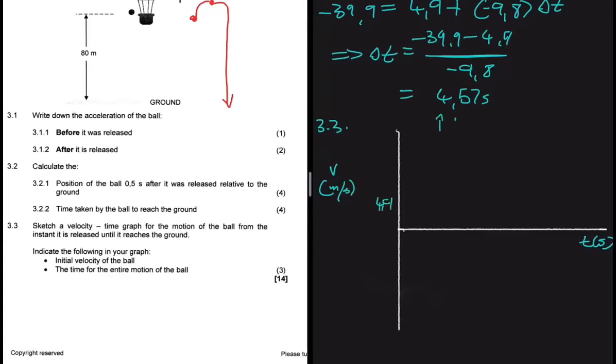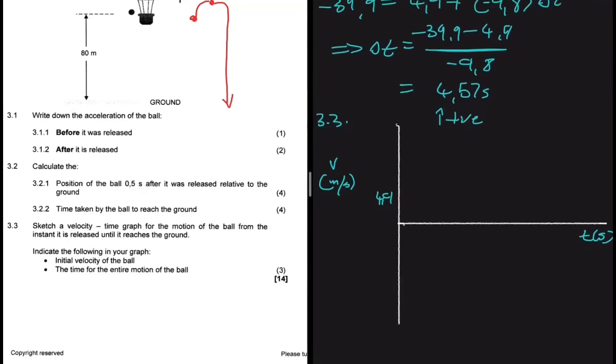We're still taking up as positive. Yeah, I tend to just keep one direction. I don't change the direction in the middle of the equation. So I have 4.9 as our initial velocity. What else do we need? We need to indicate the time for the entire motion. So from 4.9 we reach a maximum height where the velocity is 0. So we come somewhere here, and from there on the velocity of the ball starts increasing as the ball goes downwards. So we end up hitting the ground at some point here.